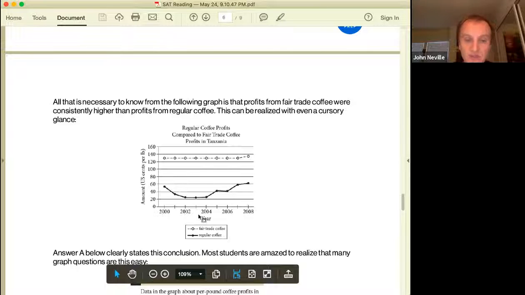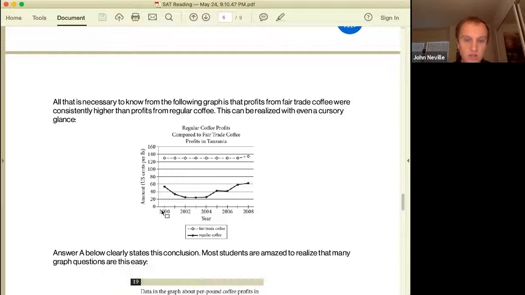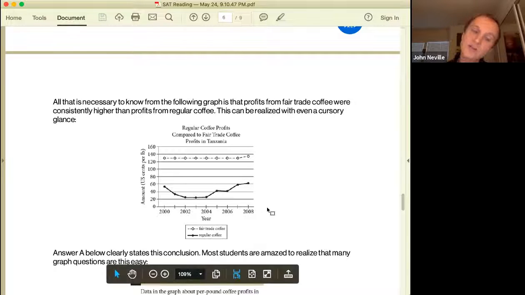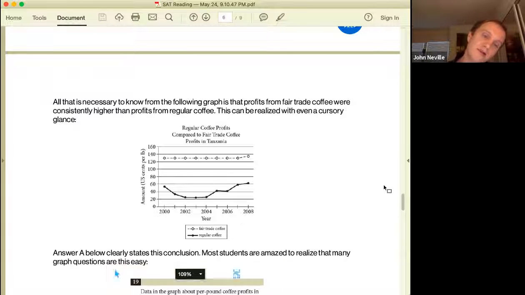Then you look at the units of the x-axis. So this is year, ranging from 2000 to 2008. And then you kind of want to tilt your head to the side or turn your paper, obviously, to read that it says amount, US cents per pound, from 0 to 160 cents.